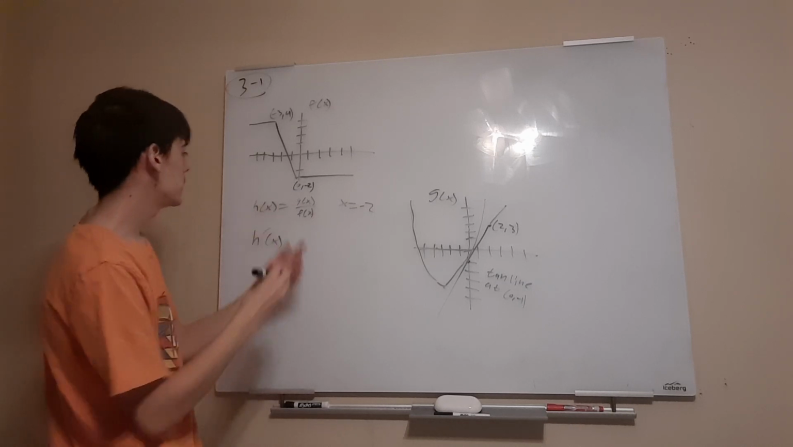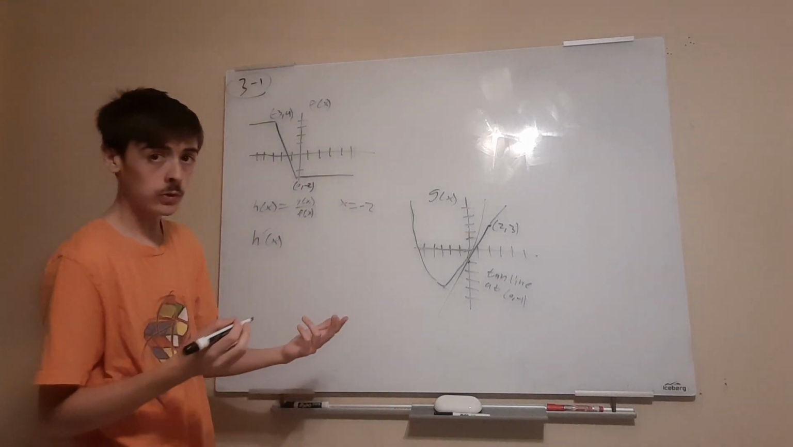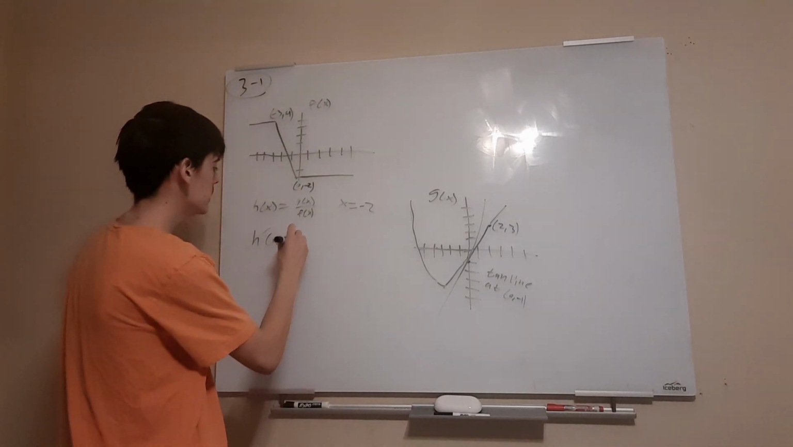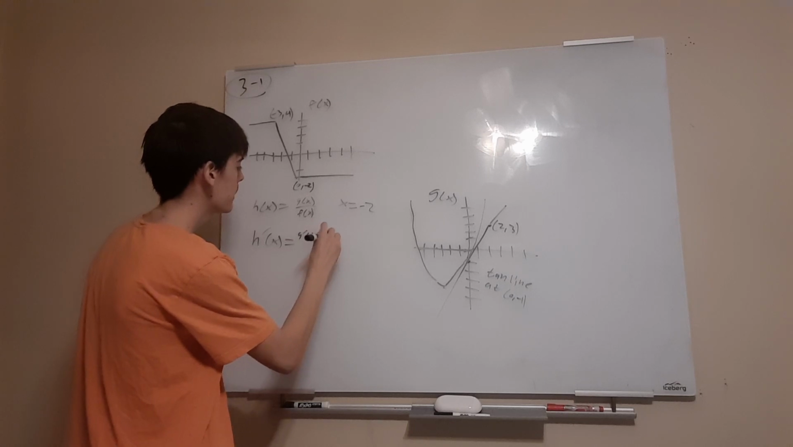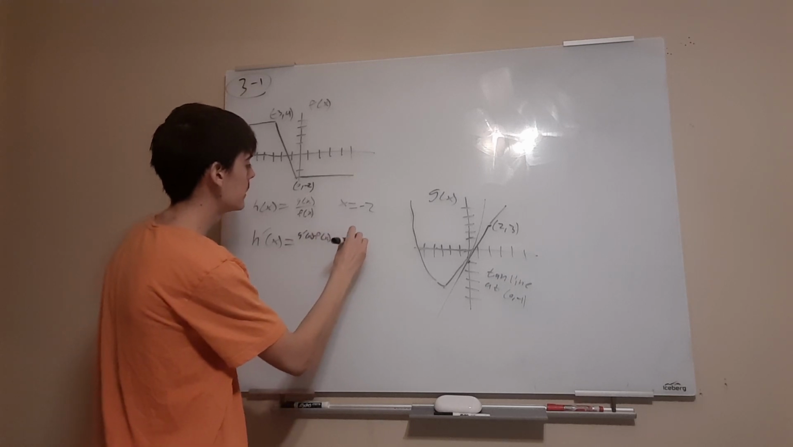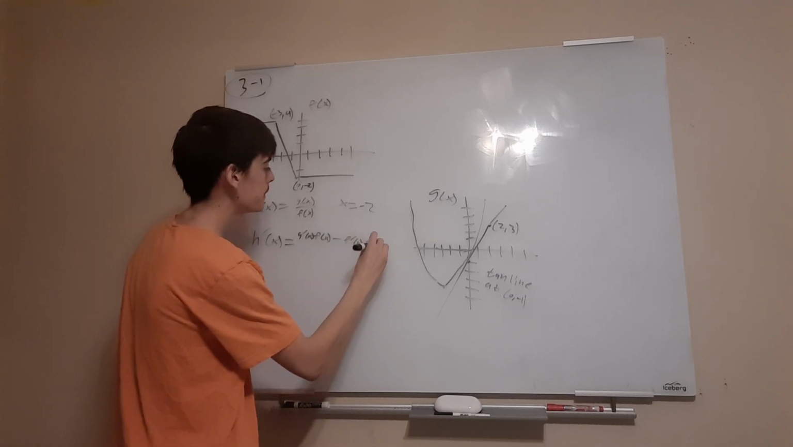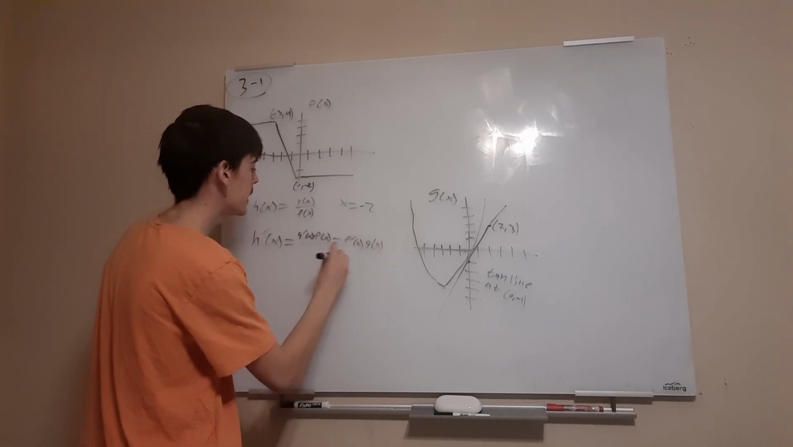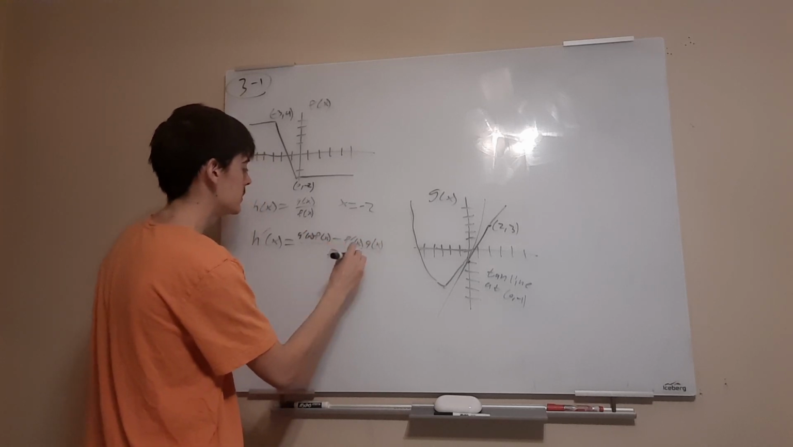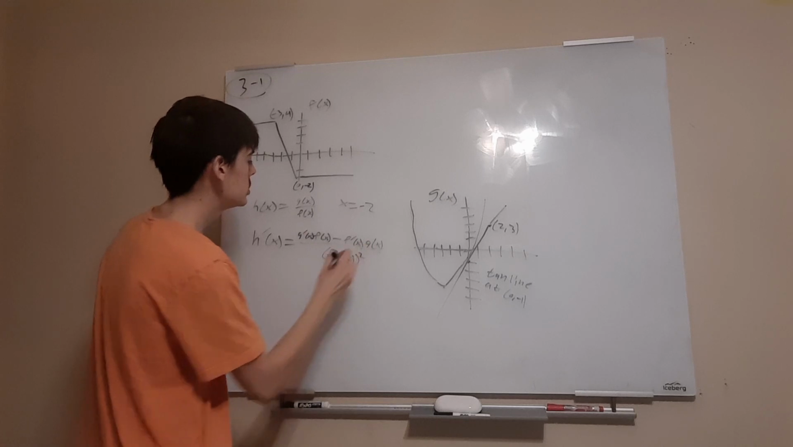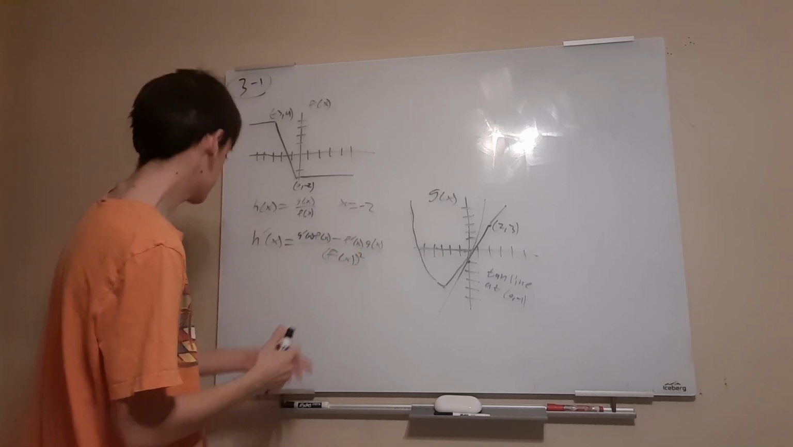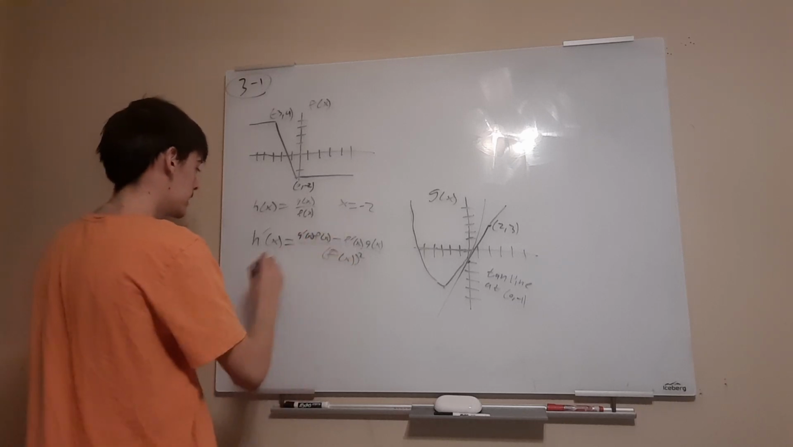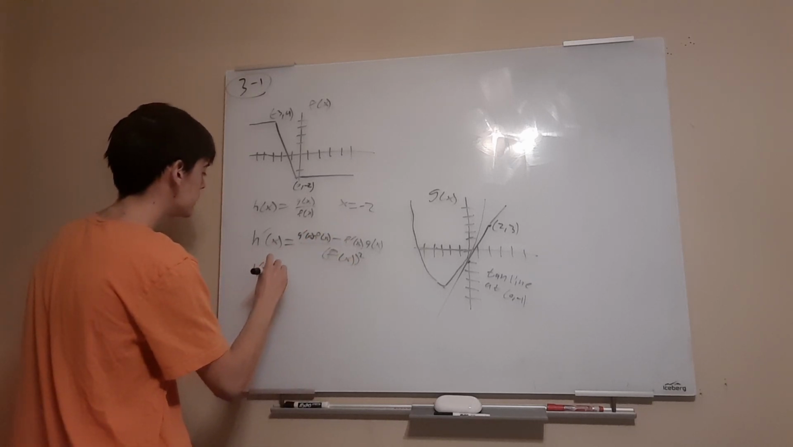So if we derive g of x over f of x, that's going to be quotient rule. And so remember quotient rule, it's going to be derivative of the top times the bottom minus derivative of the bottom times the top all over the bottom squared. So for us, that would be g prime times f minus f prime times g over f of x squared. And so now we're just going to plug in negative 2. So h prime of negative 2.